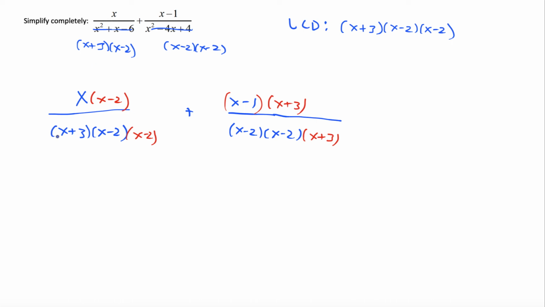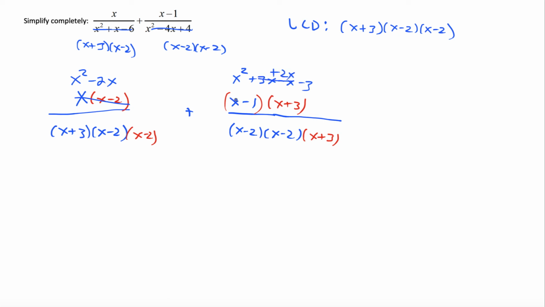So check this out. We have two fractions. They actually have the same denominator now. And that's good, right? Because once fractions have the same denominator, then we can combine them into one fraction. Now, before we do that, let's clean this up a little bit to make it easier. X times x minus 2 is x squared minus 2x. Here, we need to FOIL this one out. X minus 1 times x plus 3, we get x squared plus 3x minus x minus 3. So that becomes x squared plus 2x minus 3.